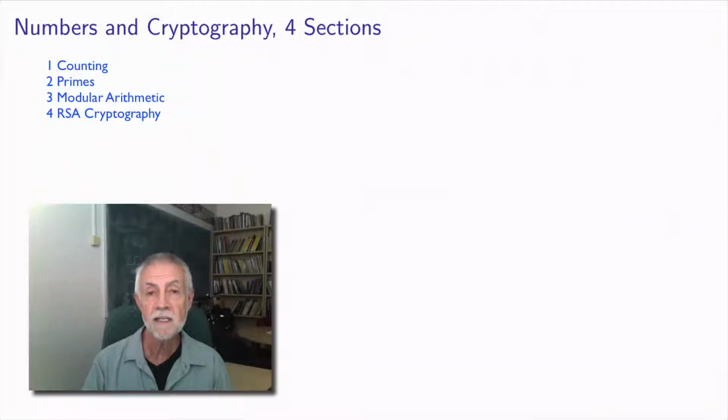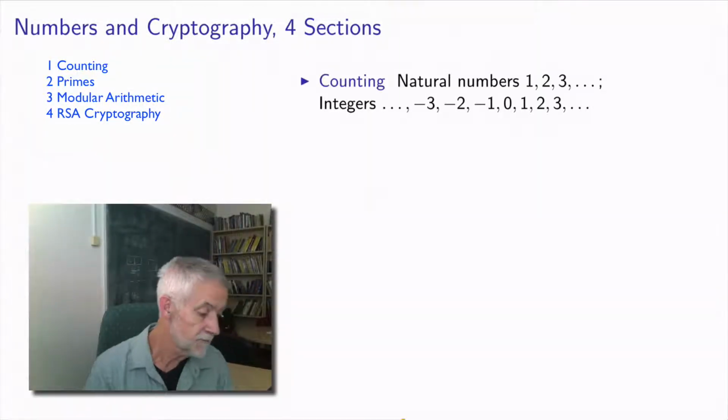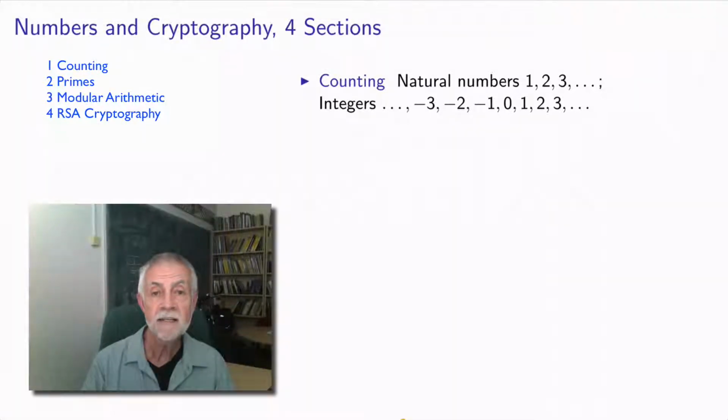There are 4 sections in the module. The first is counting, and it discusses the natural numbers, 1, 2, 3, and so on, also called the positive integers, and more generally also includes 0 and the negative integers, which is necessary because we're going to be talking about addition, multiplication and subtraction, so we need negative integers.